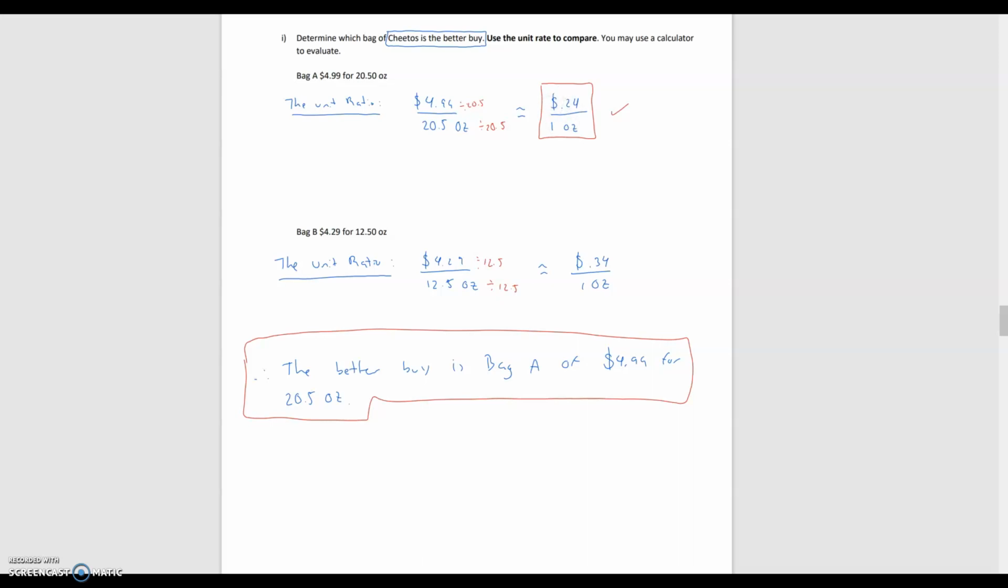If you were the company, then you want them to buy this one so that you make more profit. In this case, they don't mention whether it's the consumer or the company who's selling it. So we're assuming the consumer perspective. That's actually it for this problem.